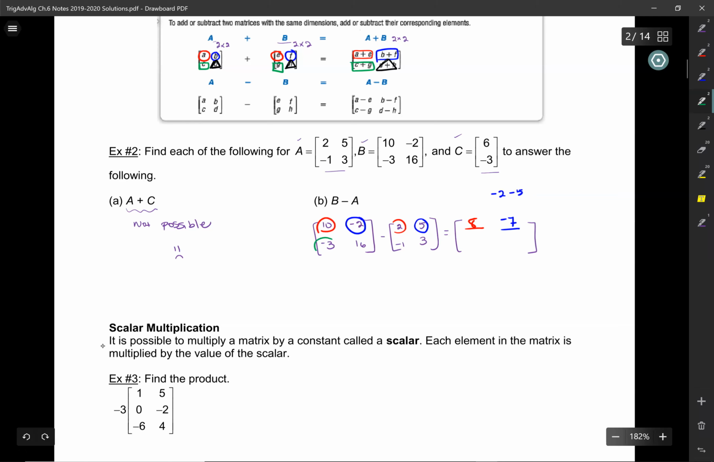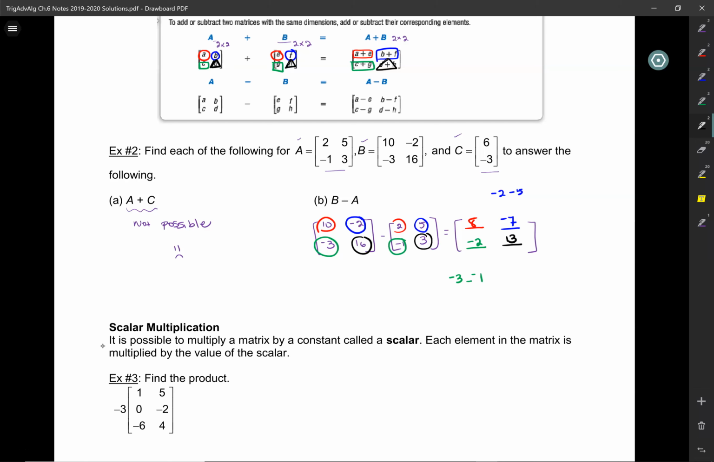Next, row 2, column 1. It goes in row 2, column 1. Negative 3 minus negative 1. That's negative 2. Last but not least, row 2, column 2. Row 2, column 2 goes in row 2, column 2. 16 minus 3, that's a 13. And there you have it. You have just subtracted your very first set of matrices.